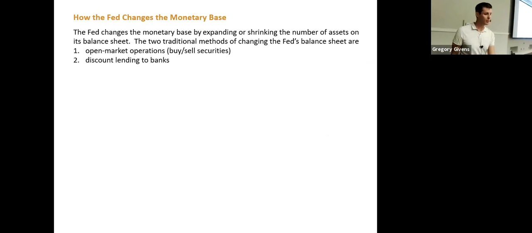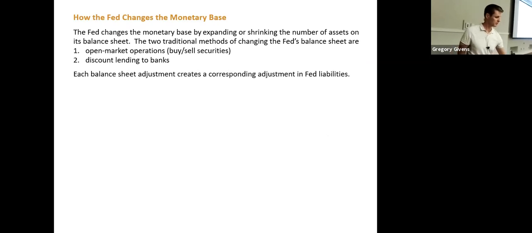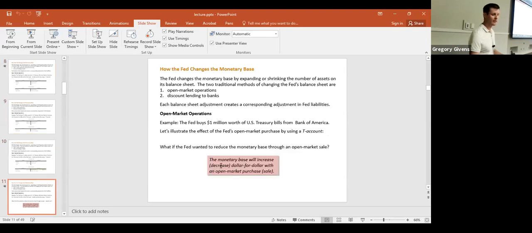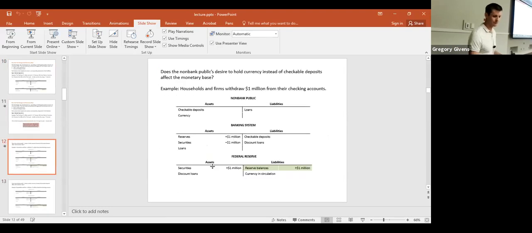These ideas are important because changes in the monetary base are going to affect the overall size of the money supply through this thing called the money multiplier, which is something we're going to start talking about today.